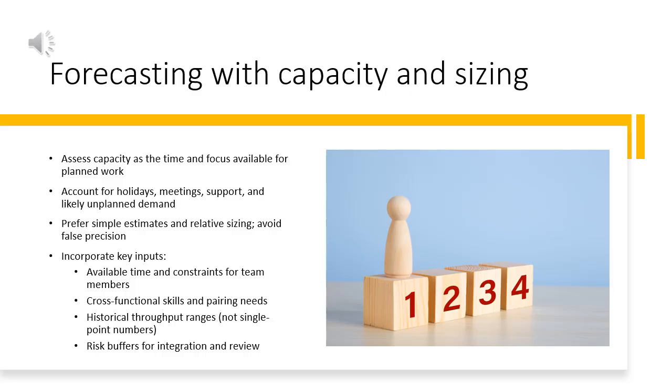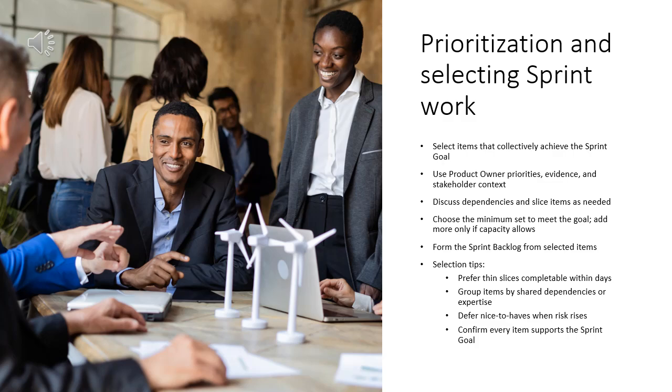Useful inputs include the following: team members' available time and constraints, cross-functional skills needed and pairings, historical throughput ranges, not single numbers, risk buffers for integration and review. With capacity understood, the team selects items to meet the sprint goal.